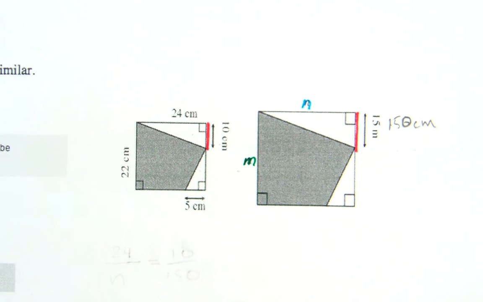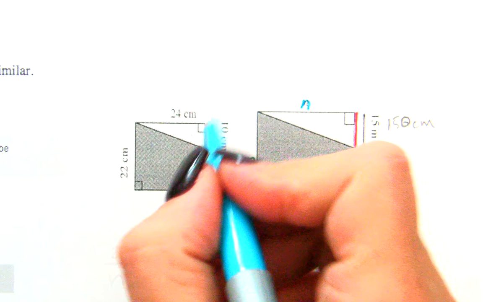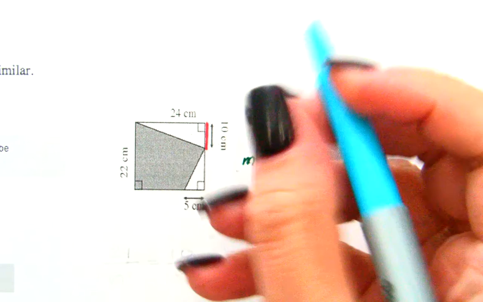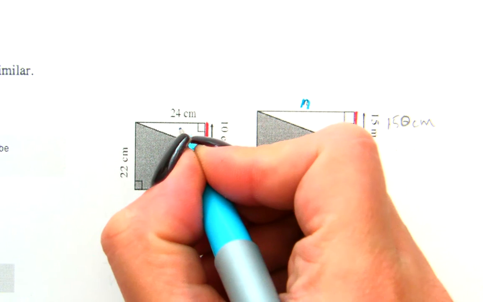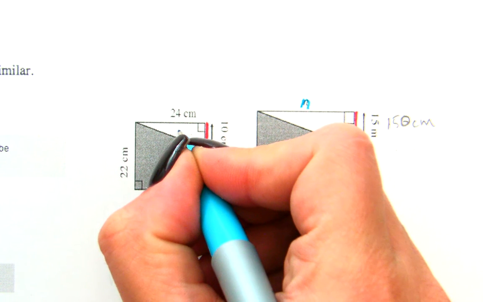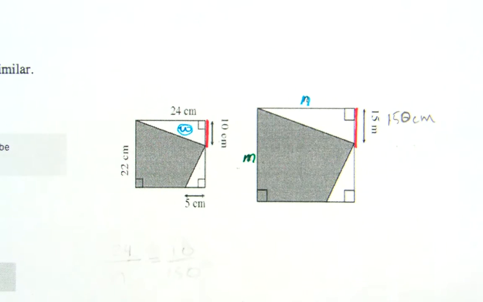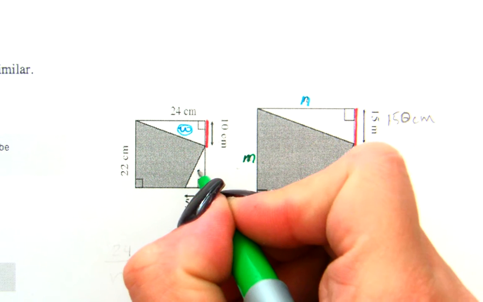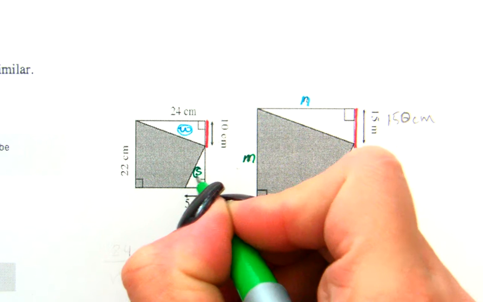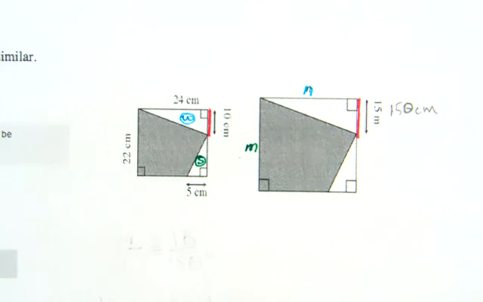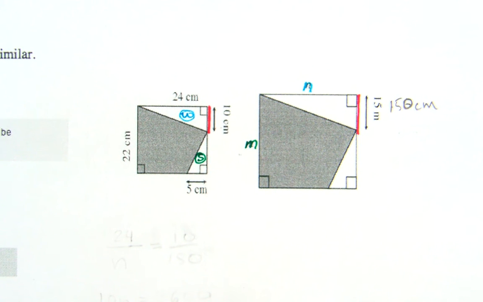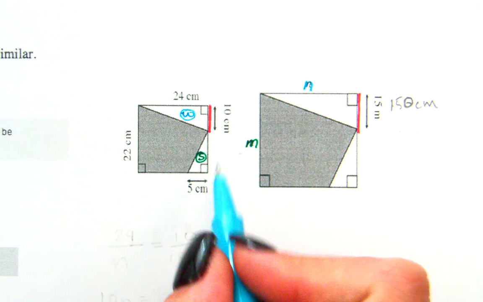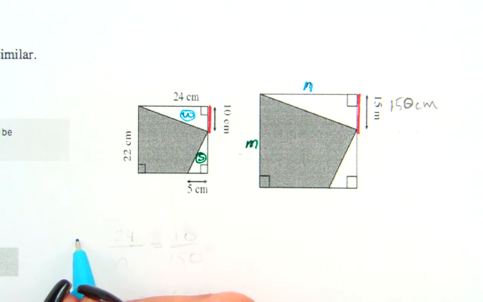We need to do a couple of labelings first. I'm going to call this triangle W. I just made up a letter for it. And I'm going to call the bottom one triangle S. So triangle W, triangle S. I'm going to do triangle W first. Triangle W looks like this.